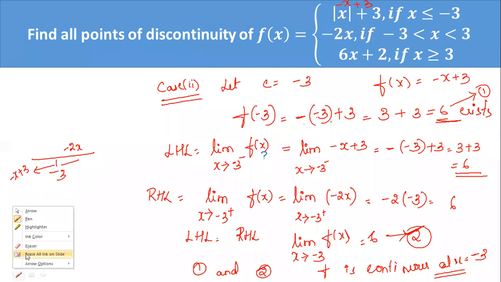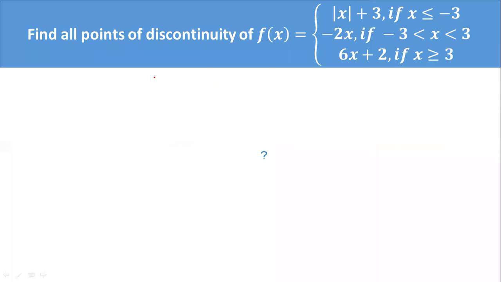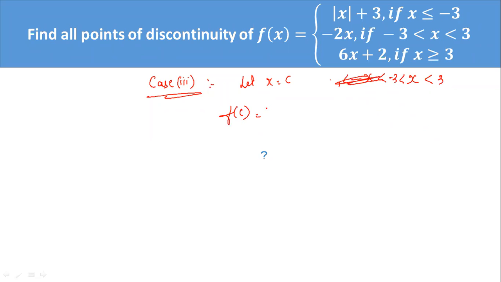Okay. So case 3. What is case 3? Case 3: x lies in between minus 3 and 3. So let x is equal to c, where c is less than 3 and greater than minus 3. Okay. So now what is f of c? Which definition I have to use for the function?